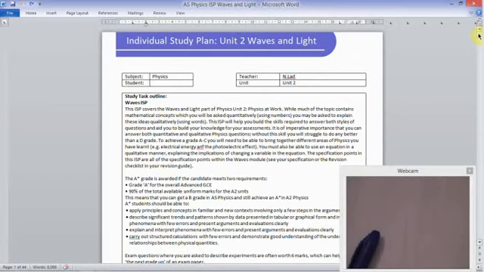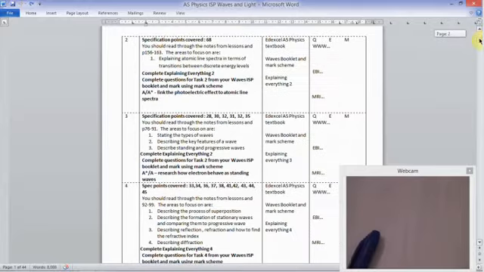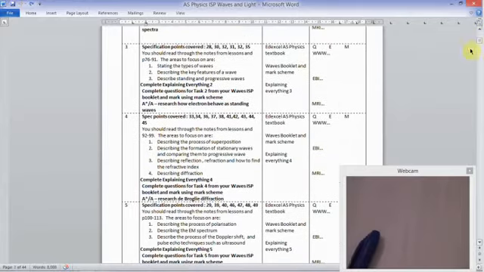So in this video I'm going through task 4 of the waves unit 2 ISP. So it's moved on from the light part of it, we're still in the waves part of it. So now we're on 2. Describing the process of superposition, describing the formation of stationary waves and comparing them to progressive waves. So we did a bit about that in the last one, but we're still doing that here. And talking about reflection, refraction and diffraction essentially, and the idea of refractive index.